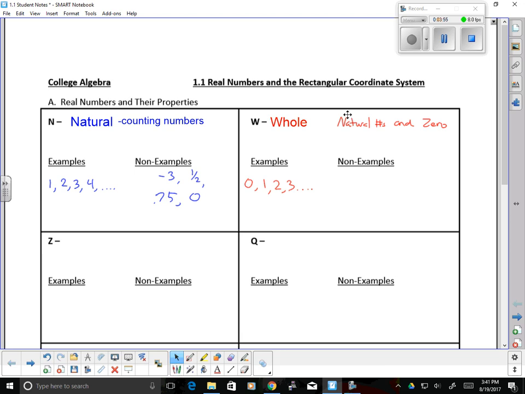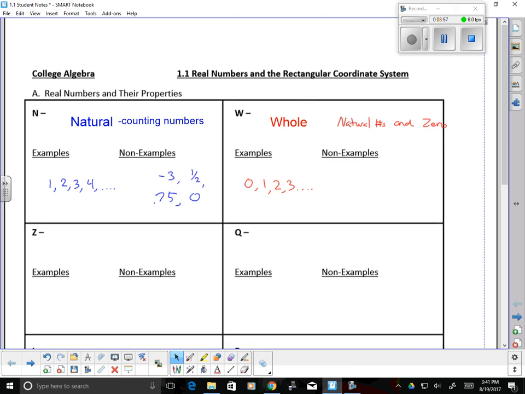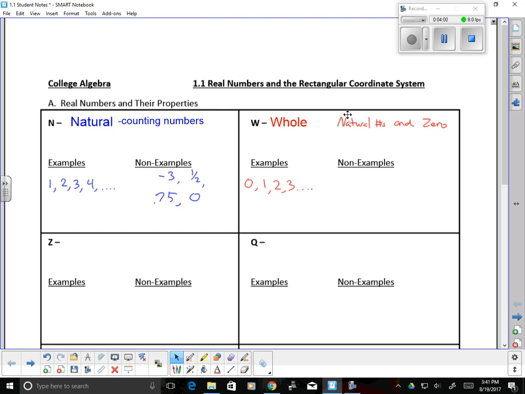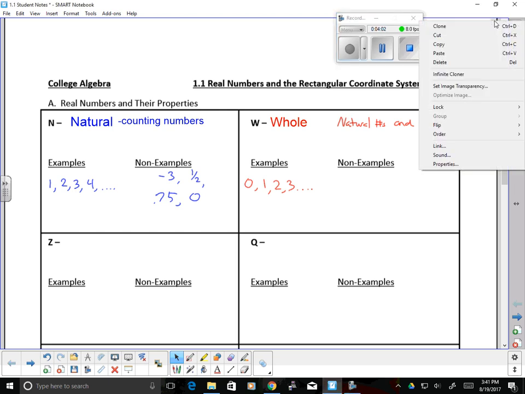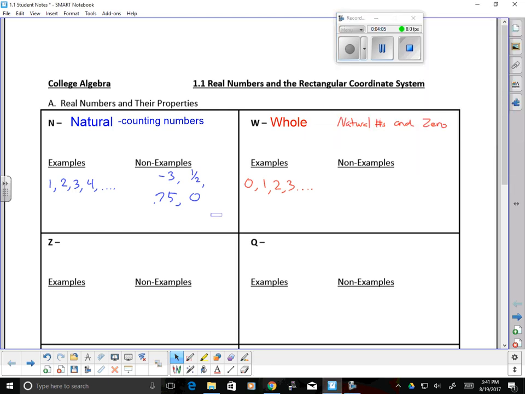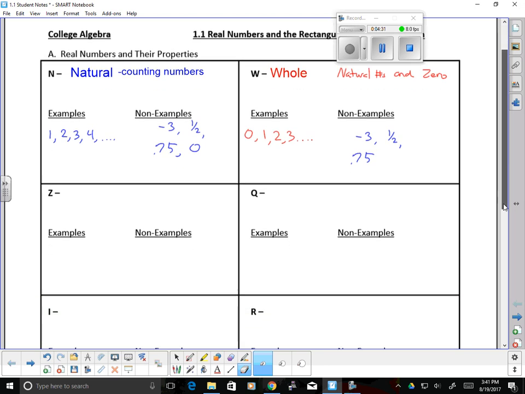The same non-examples that we had over here could be used over here, except for which one? Right? Which one? Right there, 0. So 0 is indeed an example of a whole number. So we're going to take that one and remove that. But negative numbers, fractional numbers, decimal numbers, things that are not whole, would not be considered whole numbers. All right, so let's keep on moving.